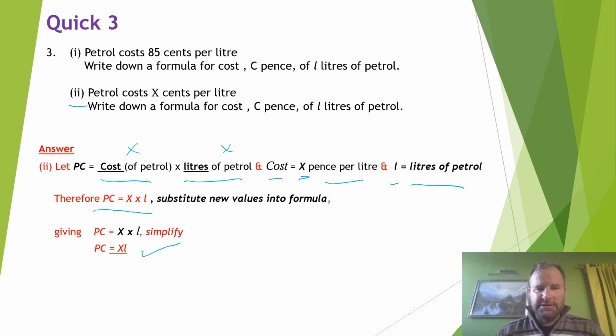You can have a slight variation on that. You can just have P equals XL, where P represents petrol, and so forth. Well done if you got those answers right. You're going in the right direction.